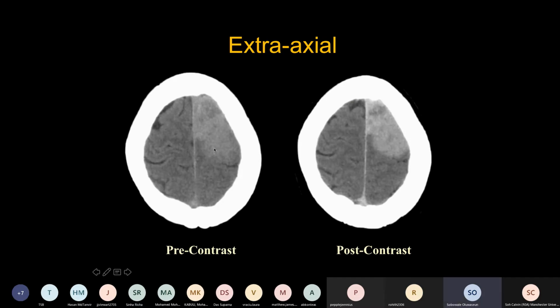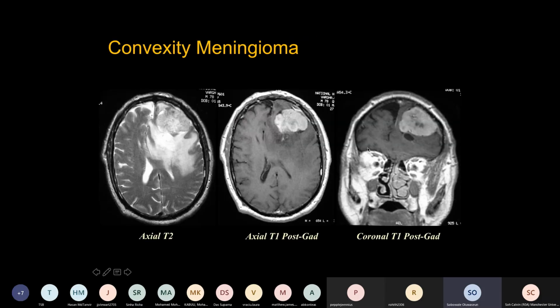A big homogeneous hyperdense mass that enhances homogeneously with contrast in the periphery of the brain, compressing the brain. This can be meningioma. Convexity meningiomas on T2 can be very lobulated, can be really bright. It is a macrocystic meningioma. But once you give contrast, it almost always enhances homogeneously. And they tend to push the brain inwards, like I said earlier on.